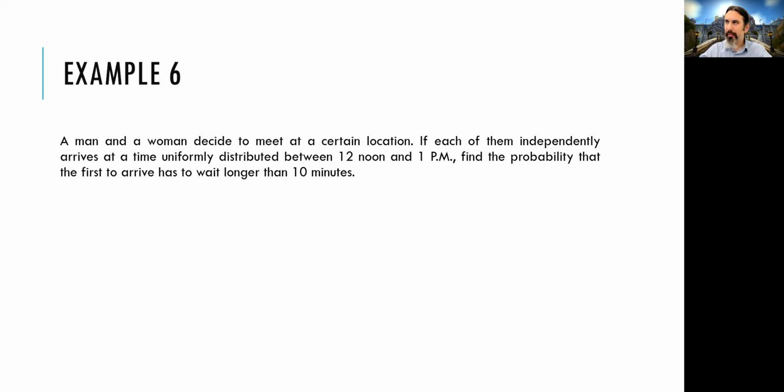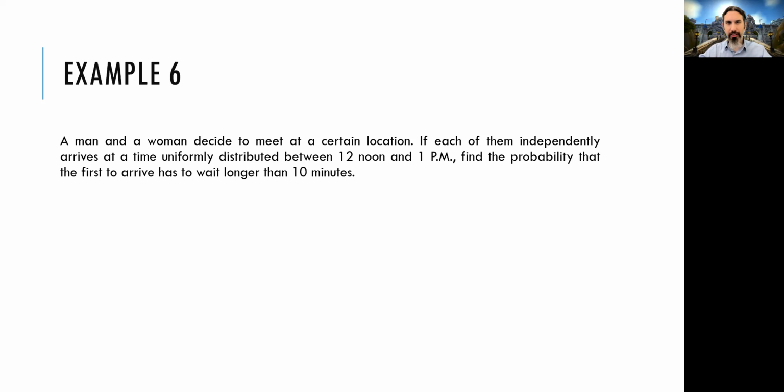Sorry, it's actually asking us for waiting longer than 10 minutes, so it's the opposite side. Then we have to assume that the first one is going to wait more than 10 minutes. The second one coming is going to have to be greater than X plus 10. So if the first has to wait more than 10 minutes, then X plus 10 is going to be smaller than Y. This is our limit. This is the line we are looking for.